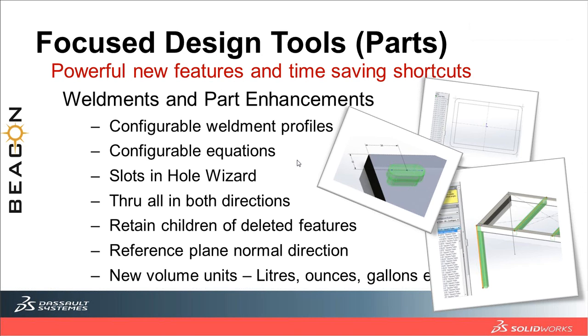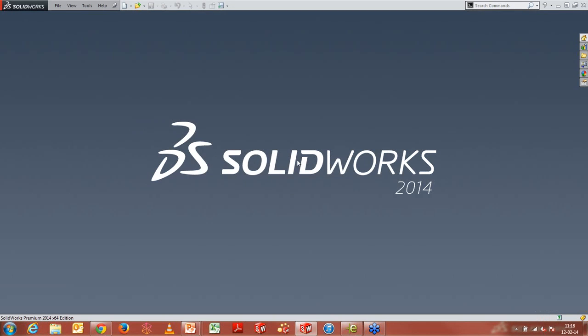Then I also have a new addition of slots, with through all in both directions. It's a small enhancement, but a very useful one. And one more option is that we can retain the children of a deleted feature. Let's say, for example, I'm deleting a particular feature. What used to happen was whatever child items were associated with that particular feature also used to get deleted. But now I can control whether I want to delete the child features or not. So we'll just have a look at them.